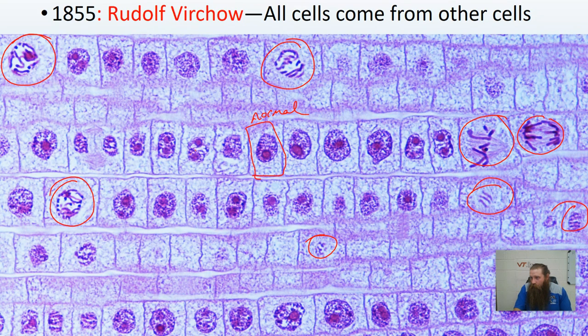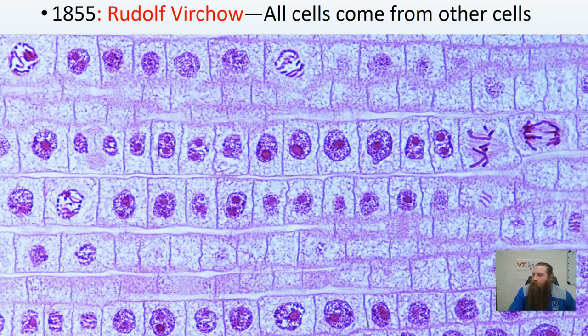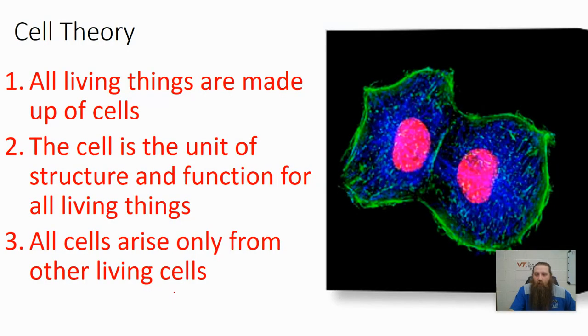This one looks like it just divided. That one has just divided, right? You can see we have two nuclei. So it's obvious that the cells are responsible for reproducing and making new cells. And when you put Schleiden, Schwann, and Virchow together, you get cell theory.